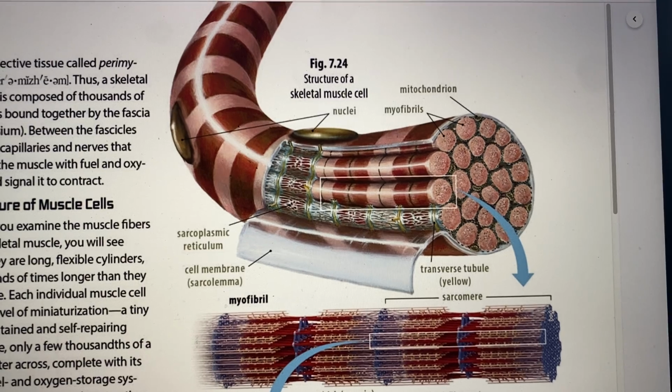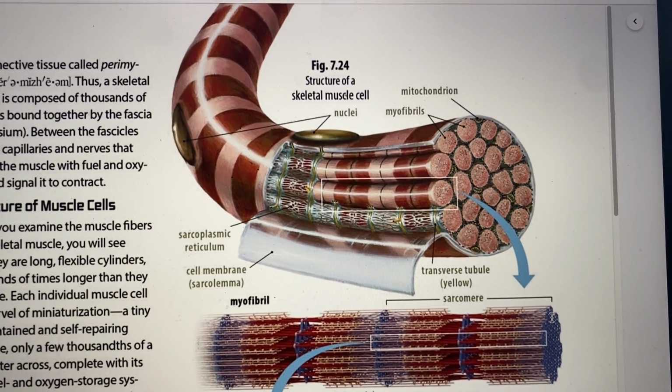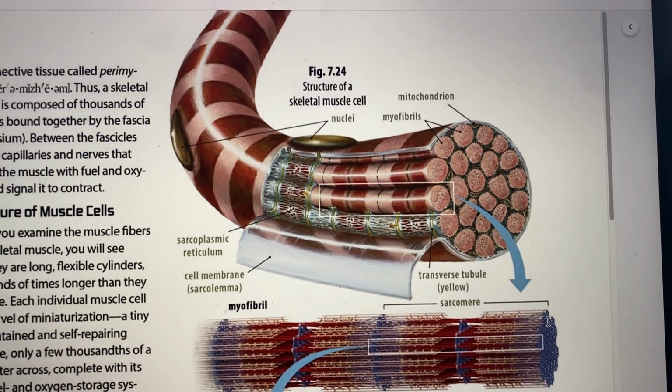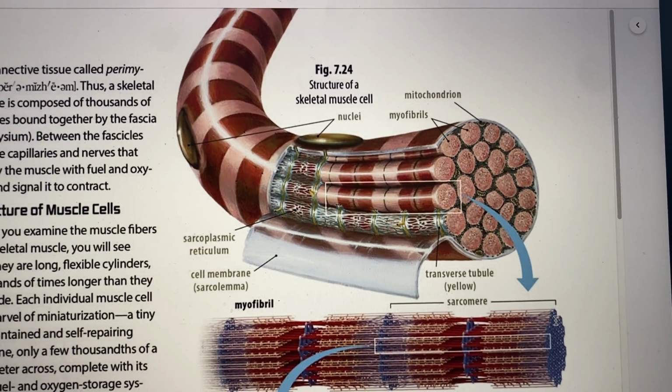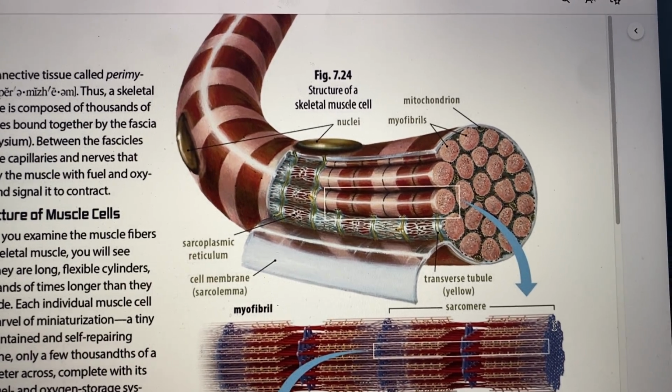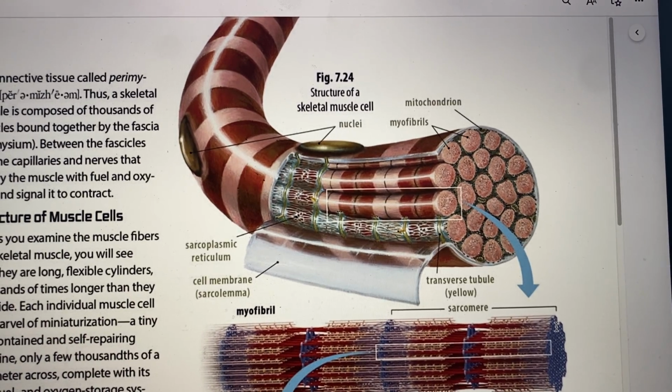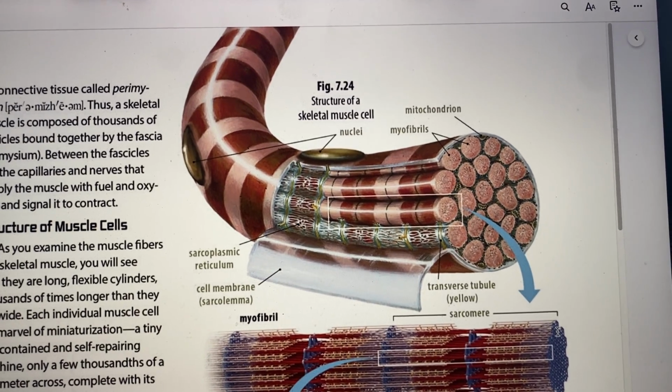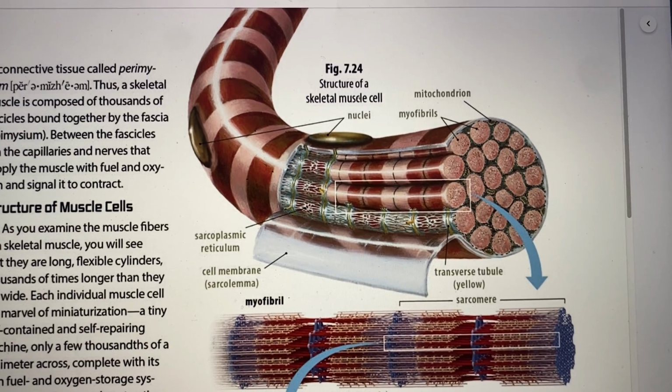And they're very self-contained, each one, and they're self-repairing. They repair themselves. It's how God designed them. And they have their own power plants, their own fuel, their own storage places. These are amazing, amazing cells.